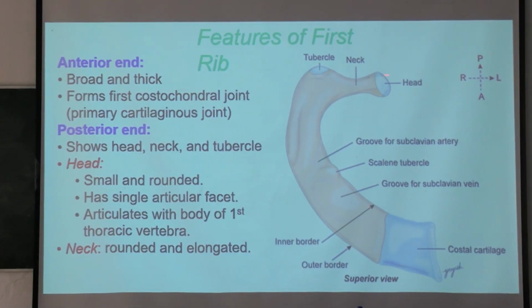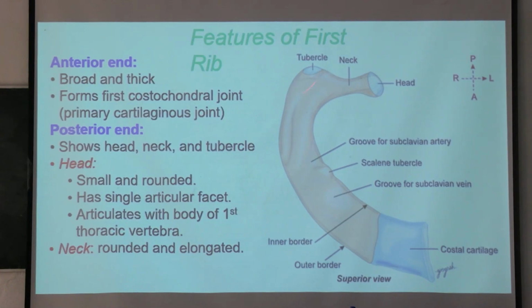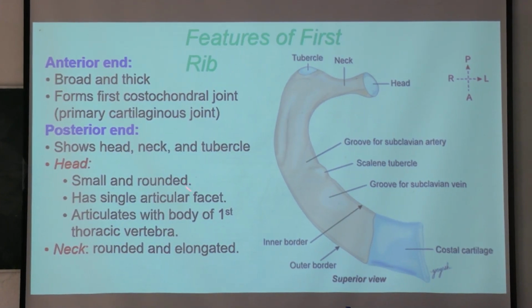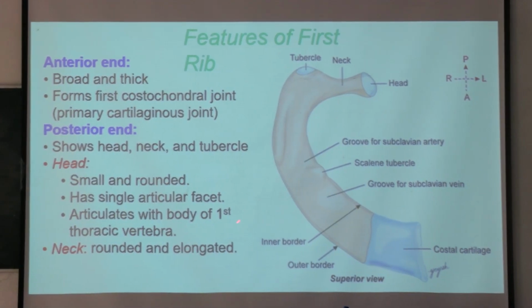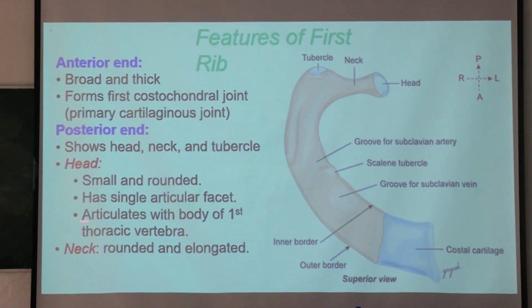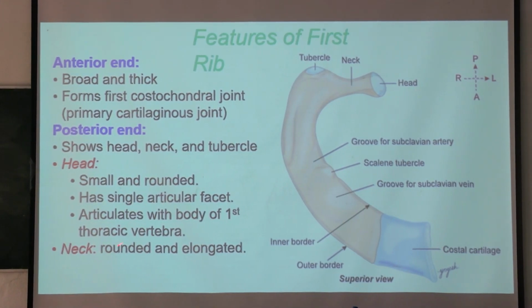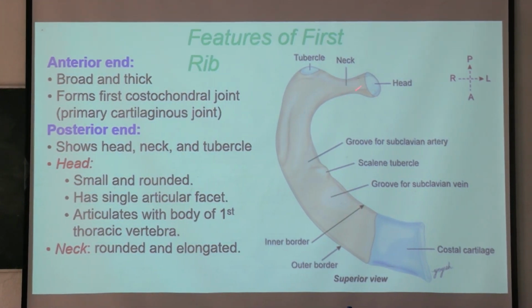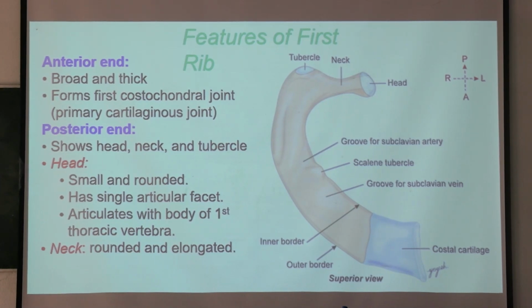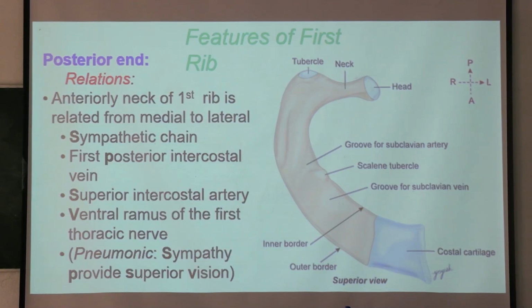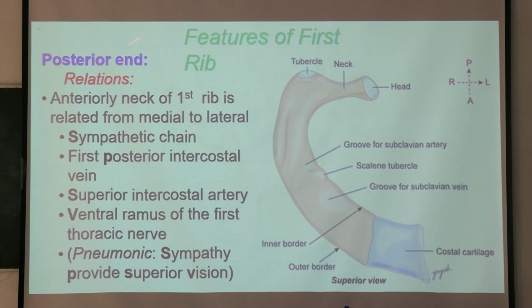The posterior end shows a head, neck and tubercle. The head is small and rounded, has a single articular facet, and articulates with the body of the first thoracic vertebra. The neck is rounded and elongated. So this is the neck. Okay. Next we go to the posterior end.